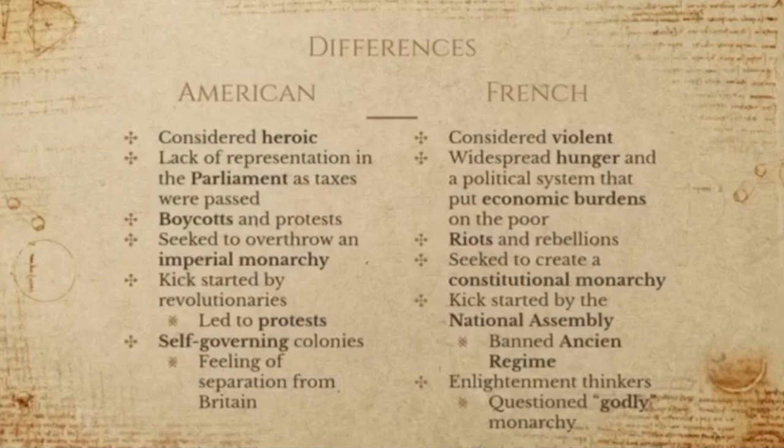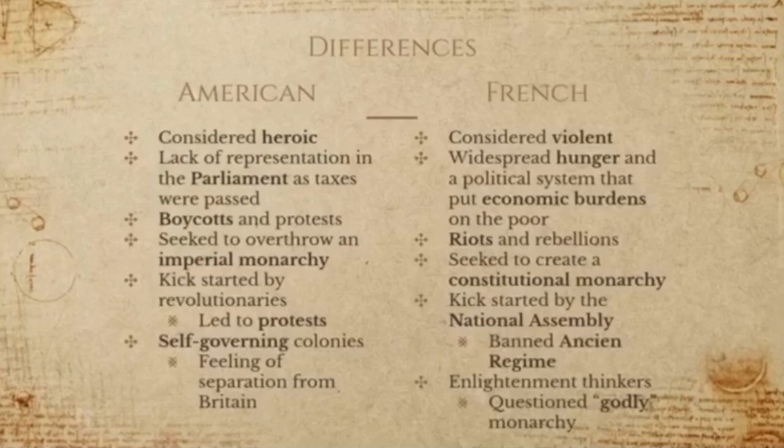All right, boycotts. They started out with boycotts and protests and gradually progressed. The goal was to overthrow an imperial monarchy, and it was kickstarted by revolutionaries that led protests. And they had self-governing colonies already, so they felt a separation from Britain.